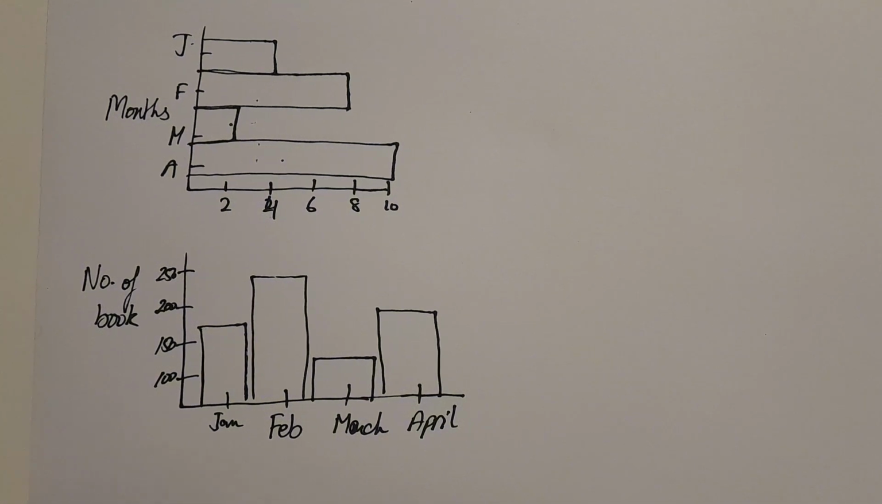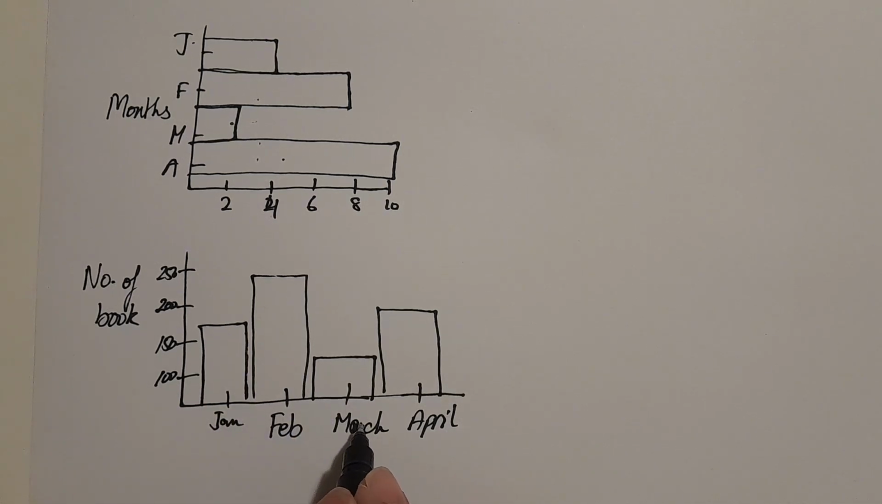So this shows that in February most of the books were taken out, a greater number of books were taken out of the library during the February month, whereas in March it was the lowest number of books that were taken out of the library. So this is also a better way to show the information as bars plotted against the scale on the axis.